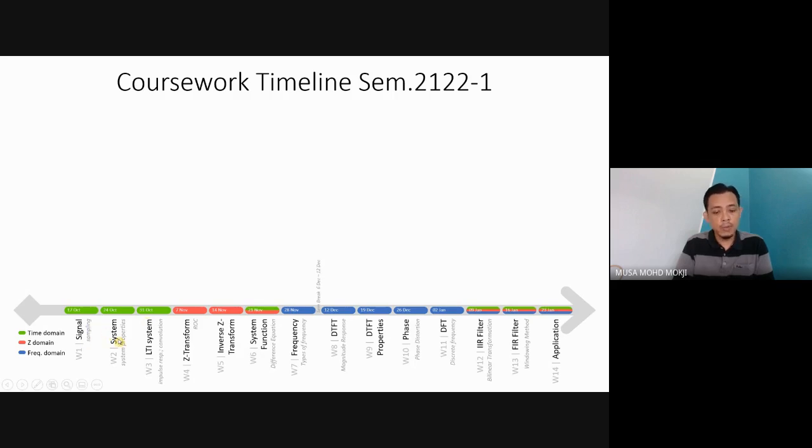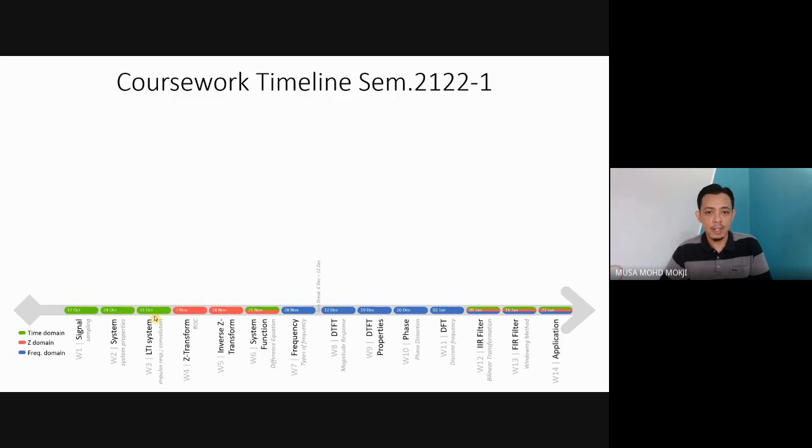Next week is supposed to be discrete time system, until the last one, which will be on some applications of DSP. You can see some color coding here. The green color is for topics on time domain. I think everybody is already familiar with these terms: time domain, complex domain. Last time it was S domain, right?